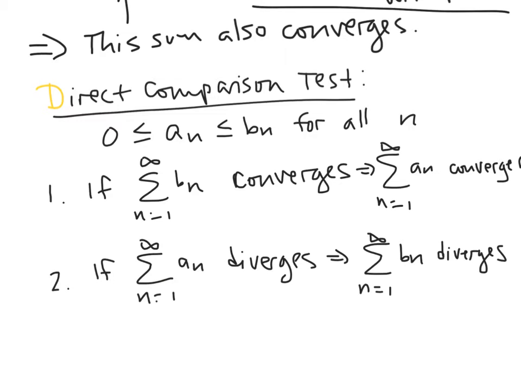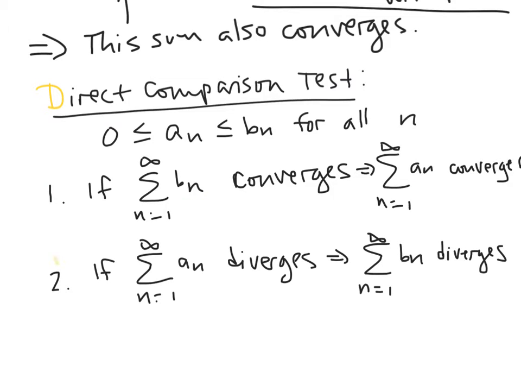So basically, let's look at case 1 right here. What this is saying is that if we have these terms b sub n, and if we add all of them up, and it is a finite number, less than infinity, and we also know that the a sub n's are smaller than the b sub n's, if we add up the a sub n's, it must also add up to a finite number because the b sub n's added up to a finite number.